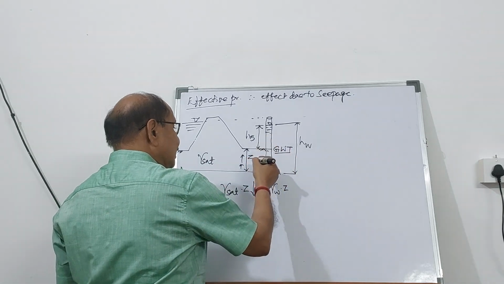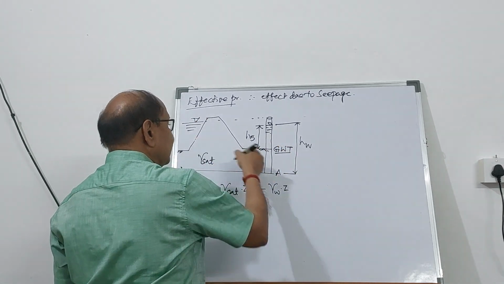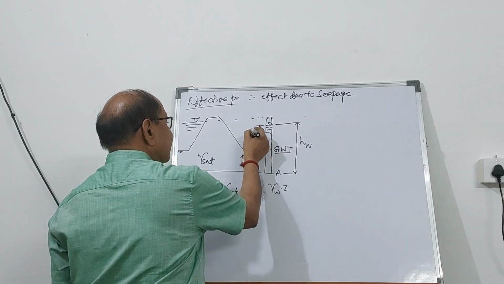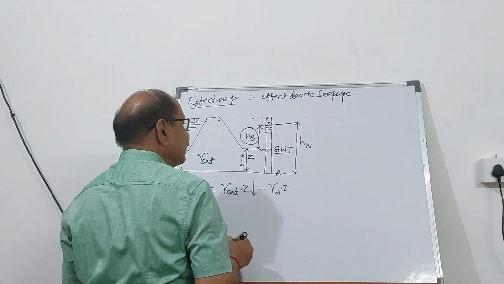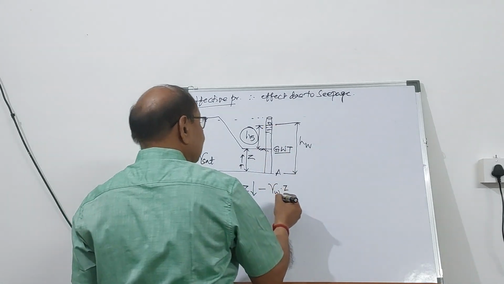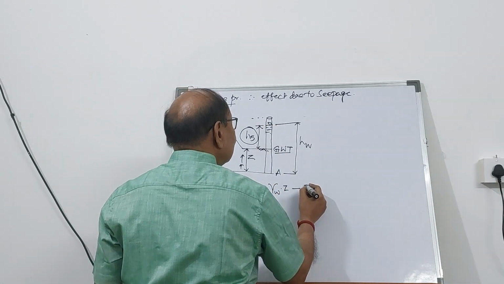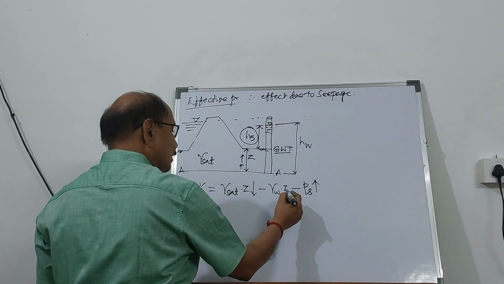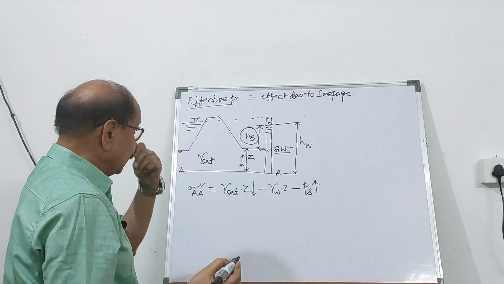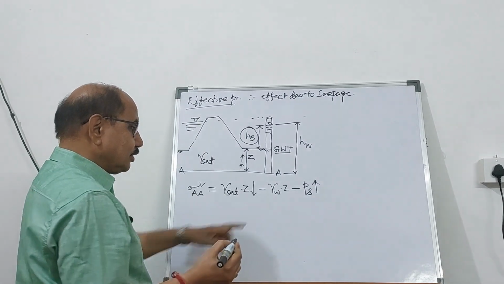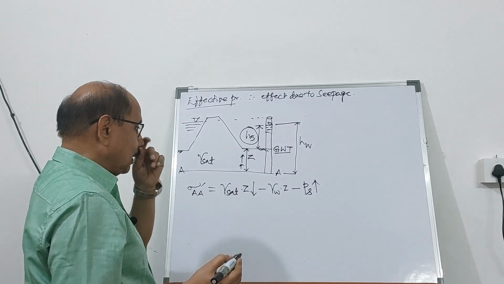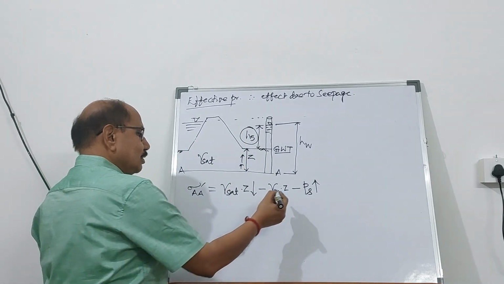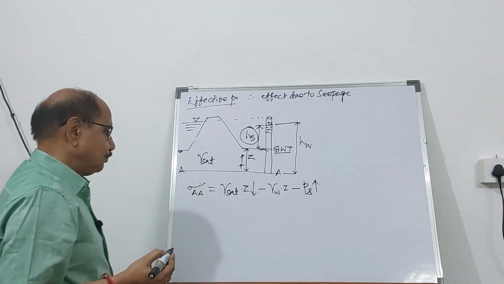But there is going to be seepage. Because of this head, there is going to be a net head other than the groundwater, HS, so minus seepage pressure. Because it is acting in the upward direction, there will be a negative sign. If the seepage pressure is in the downward direction, the sign will be positive. Because the seepage pressure is acting in the upward direction, therefore the sign will be negative.